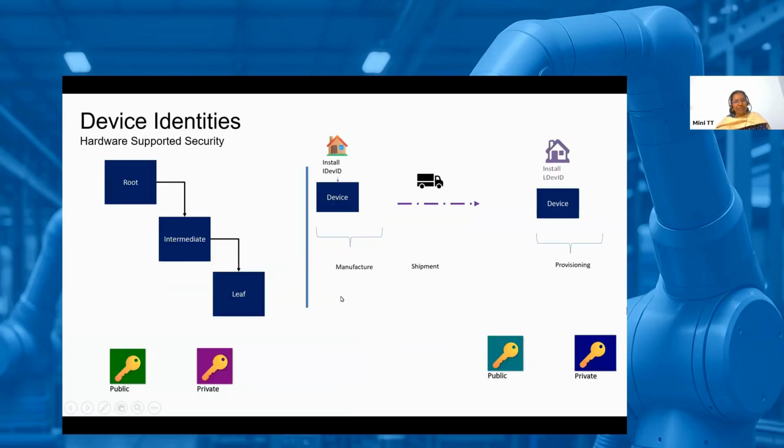Similarly, let us come to device identities. I was always asking, how do you make sure that, okay, it is coming from the genuine manufacturer? Typically this is achieved with hardware supported device identities. Device identities are a public private key pair and an associated certificate signed by the manufacturer. Whoever the manufacturer is, they will put an identity key pair and an associated certificate into the device, and the key is protected by a secure element within the device.